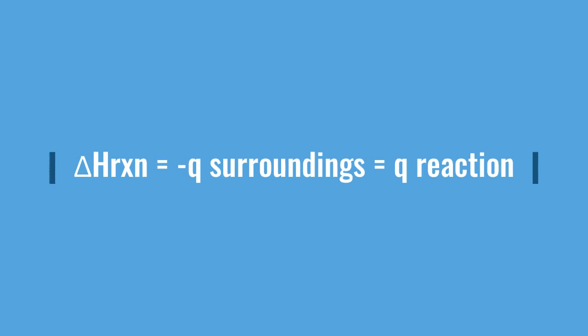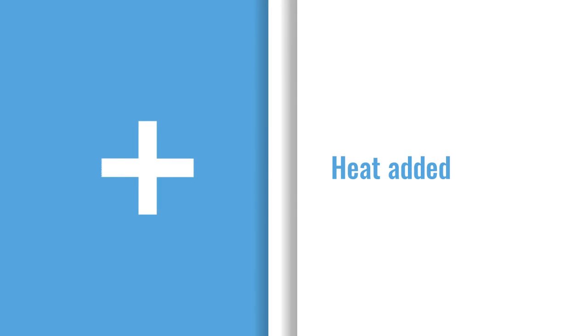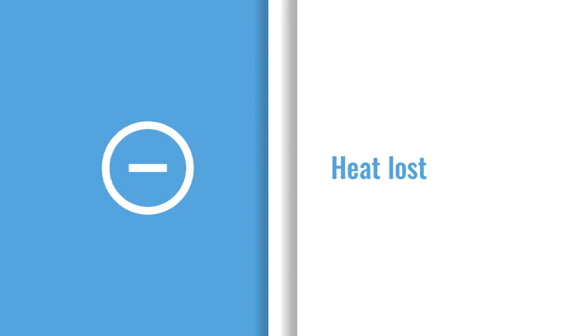Now we can find the change in enthalpy of the reaction. If the change in enthalpy is positive, meaning heat was added to the system, the reaction was endothermic. If the change in enthalpy is negative, meaning that heat was released from the system, the reaction was exothermic.